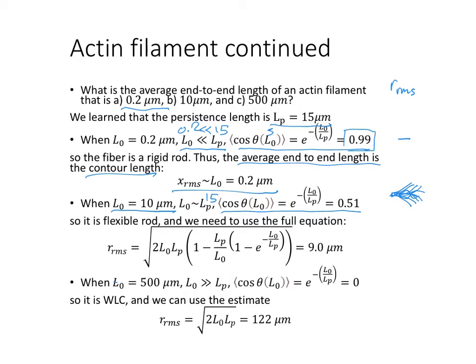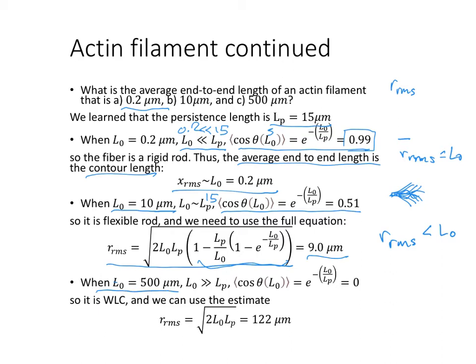And we have to use this full worm-like chain equation here, or this full equation, because we can't do that estimation where we said this thing in the middle went to around 1. So we just need to plug in all the values into this, and when we do that, we get 9 microns. And so in fact, we see that R root mean squared is less than L naught, but not by that much. It's only a little less than. So here it was equal to L naught, now it's a little less than.